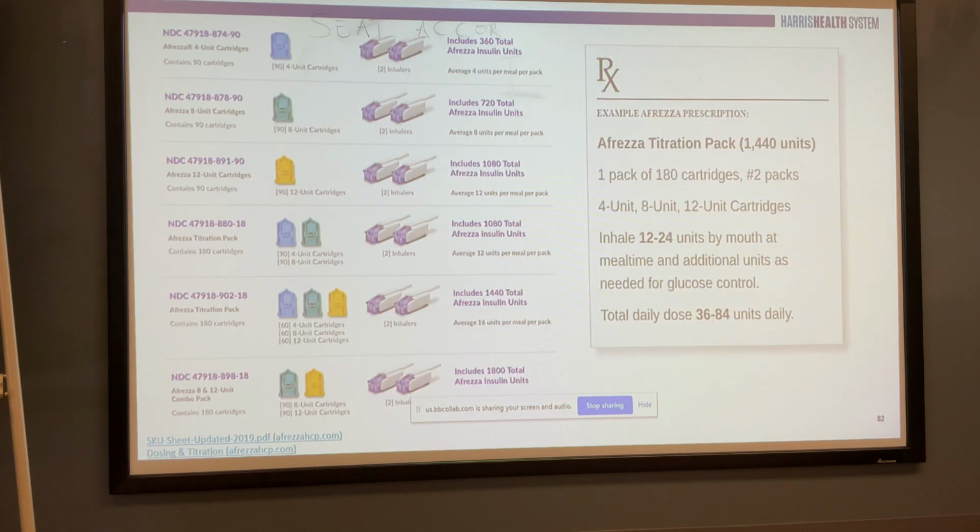Okay. And then, depending on how much the patient is inhaling, they have different combo packs that the provider can write for and that you can order. And this was a chart that was made by the manufacturer that I thought was helpful in the event that you ever came across this product in clinical practice.